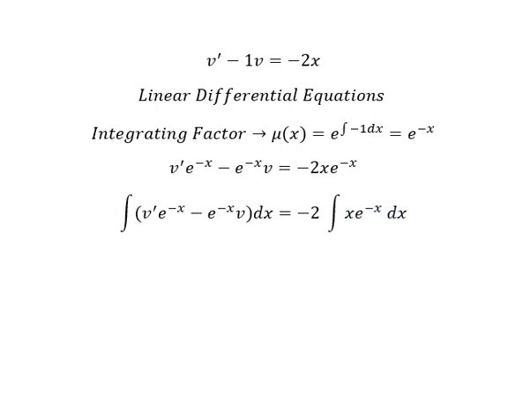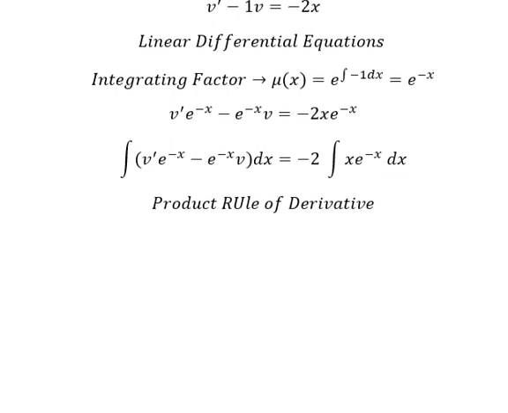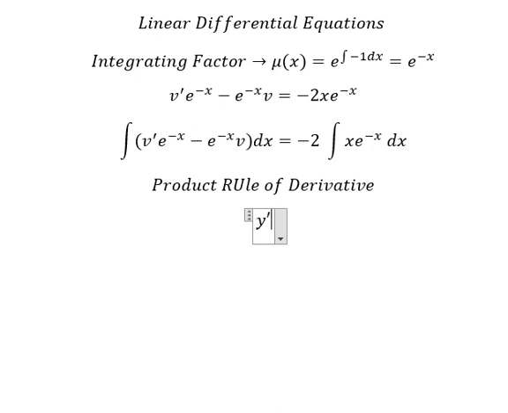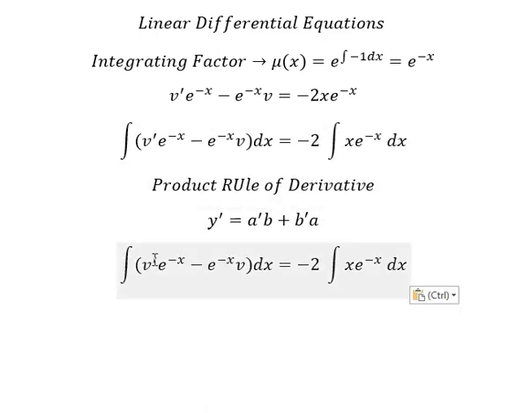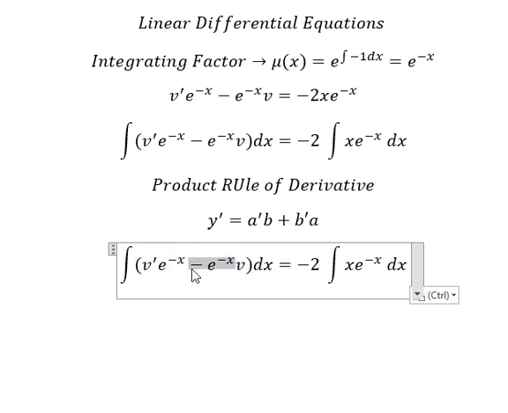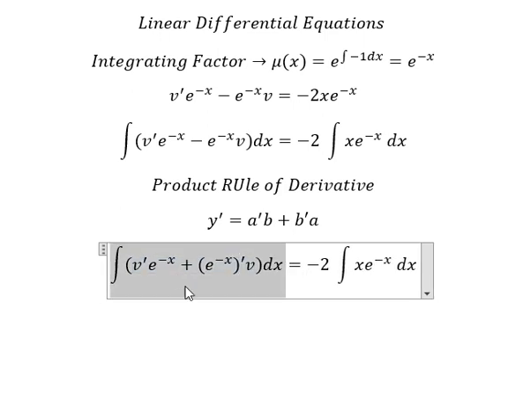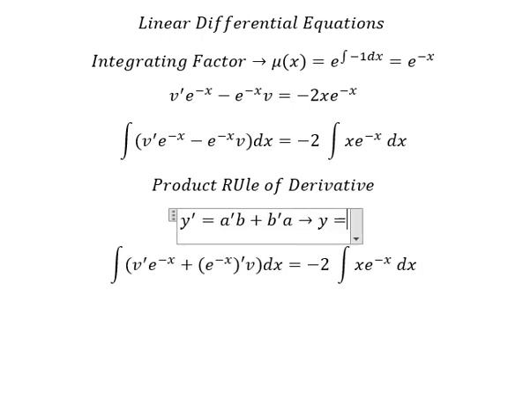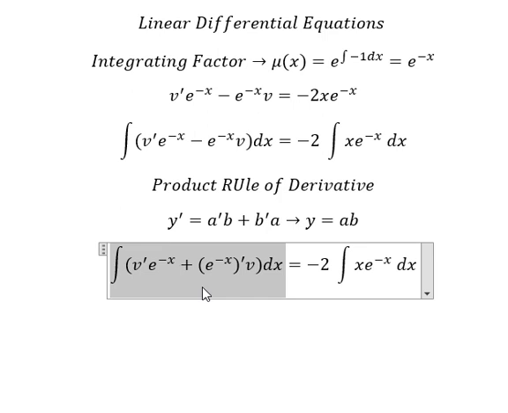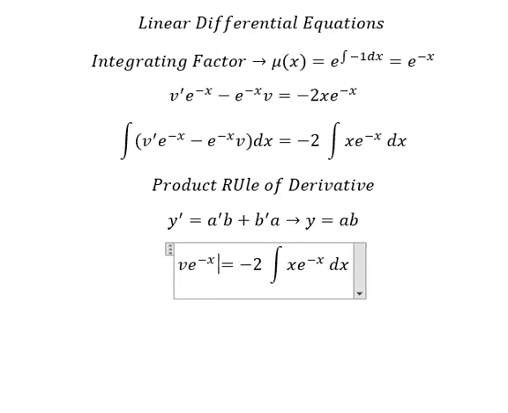So we can use the product rule of derivative. We have the first derivative of a multiplied by b plus the first derivative of b multiplied by a. So the integration of this one, that is y equals ab. So this one we have v e to the power of negative x.